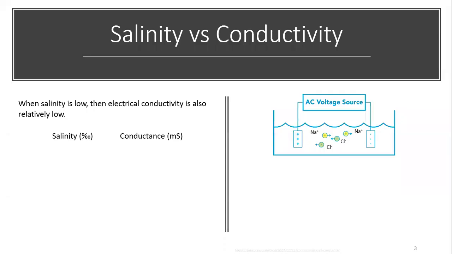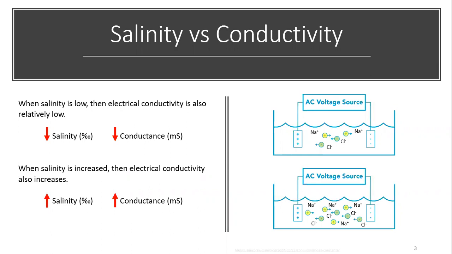Welcome back. Let's begin by reviewing the data and the relationship between salinity and conductivity. Notice that when salinity is low, then electrical conductivity is also relatively low. However, when salinity is increased, then electrical conductivity is also increased. This is because there are more conducting dissolved ions in the solution. Thus, as salinity and the number of dissolved ions increases, so does electrical conductivity.